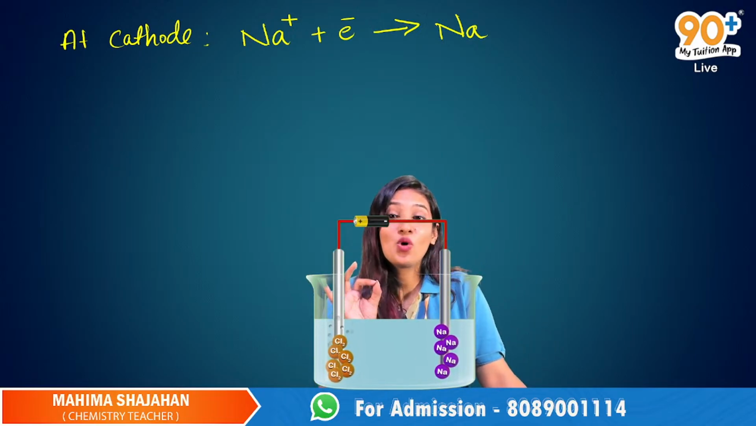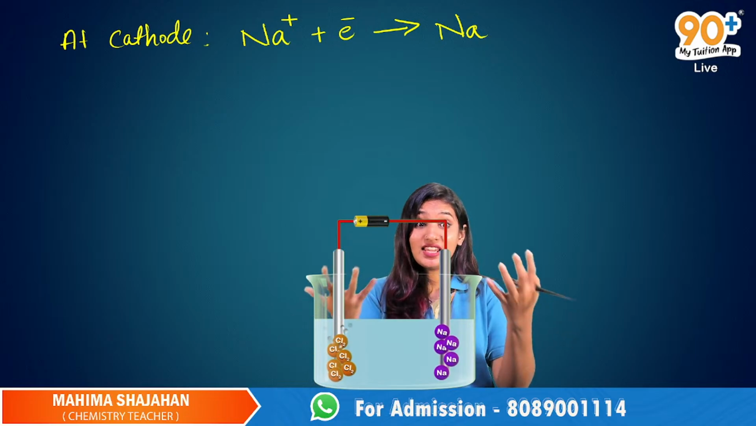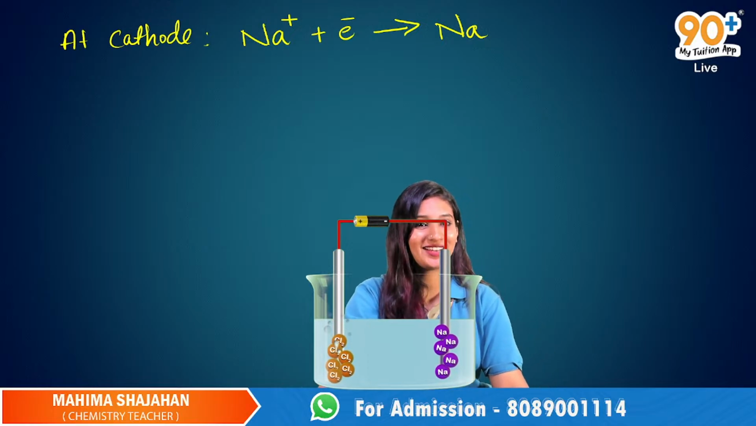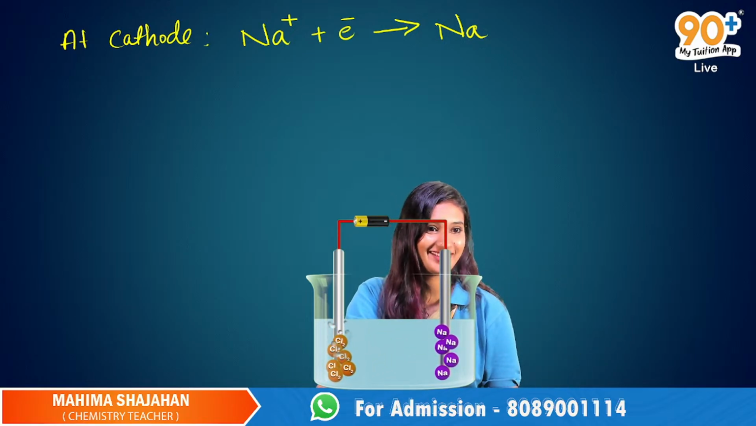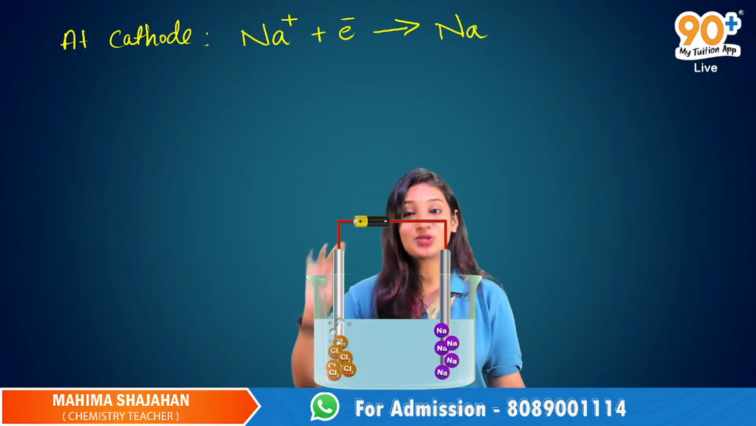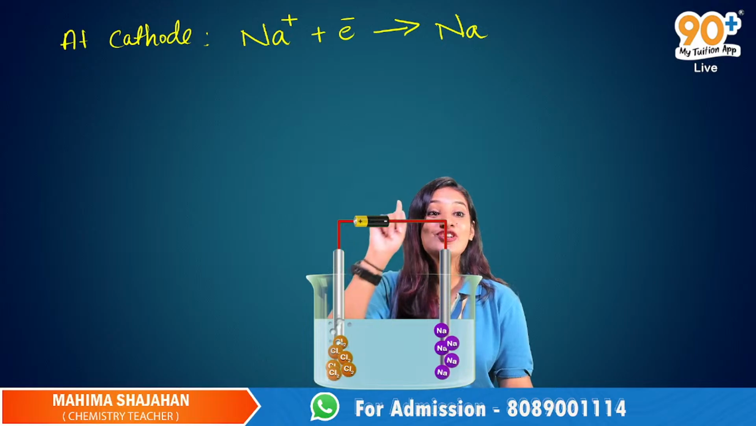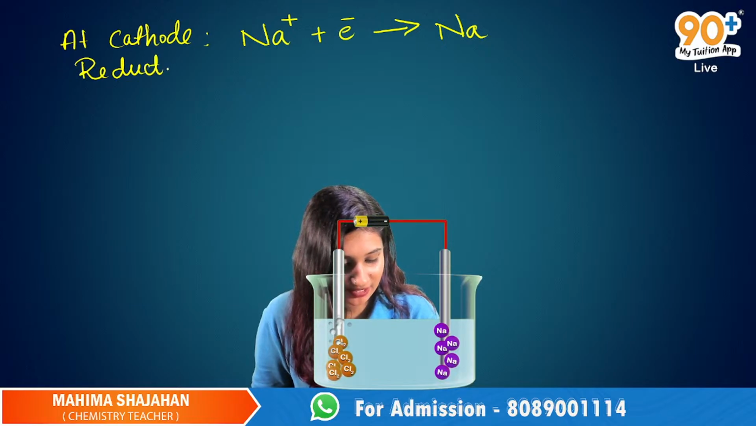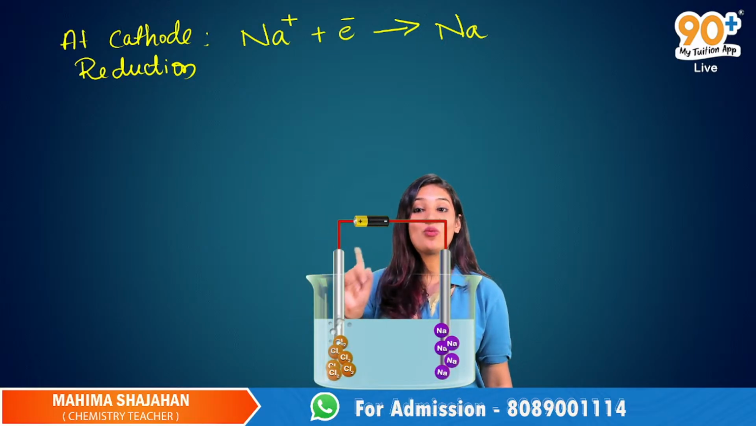Now tell me, what is the process of gaining of electron called? Gaining of electron is nothing but reduction. So at the cathode, reduction happens. Na plus is reduced to Na. At the cathode, reduction. Now what happens at the anode?